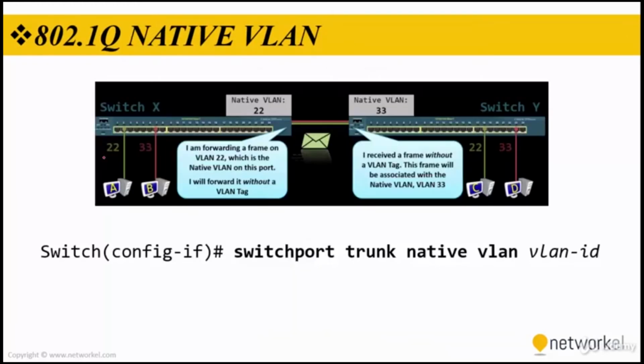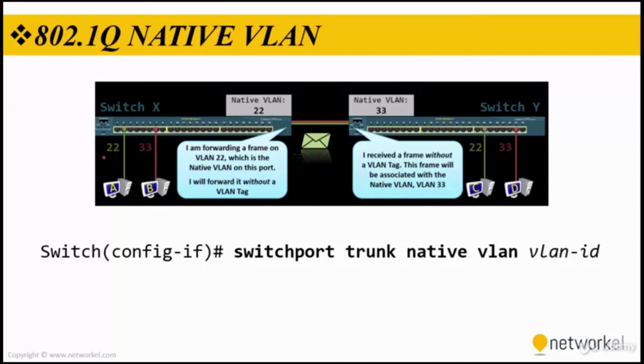Let's take a look at the .1Q native VLAN concept. Normally, a trunk port can send and receive .1Q VLAN tagged Ethernet frames. If the switch receives an untagged frame on the trunk port, these frames are forwarded to another VLAN configured as the native VLAN. The native VLANs between two different switches must be the same.